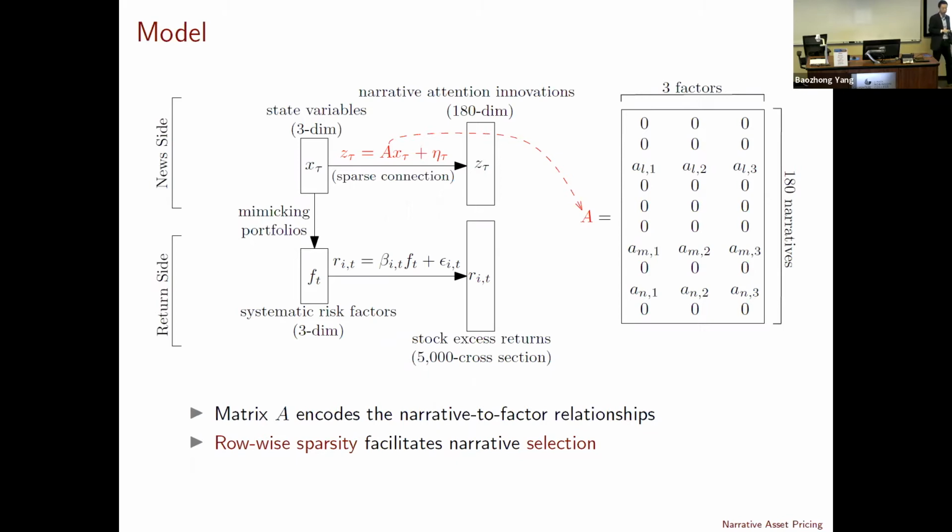And importantly, we believe this matrix has a row-sparse structure. The rows that are not zero are the narratives that matter for the latent factor structure. Many of the rows are going to be zeros. I want an estimation that is able to induce a lot of zero rows so that effectively I can filter out those narratives that are irrelevant. So row-wise sparsity facilitates narrative selection.